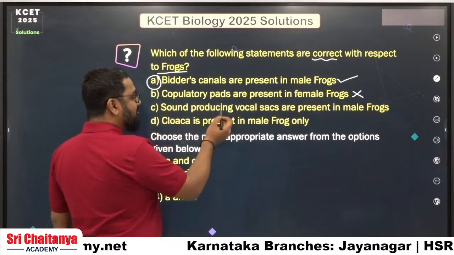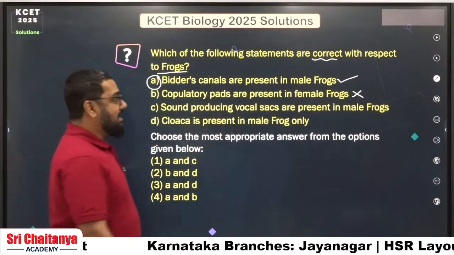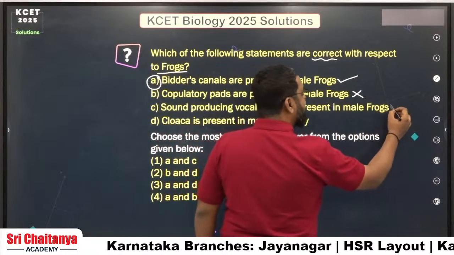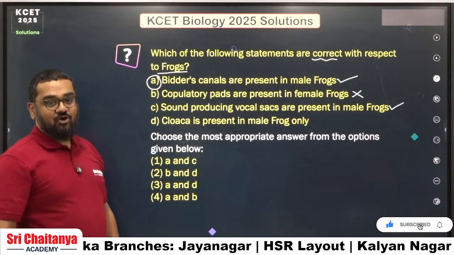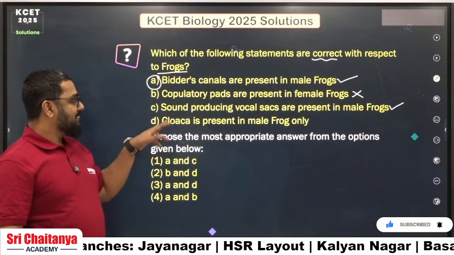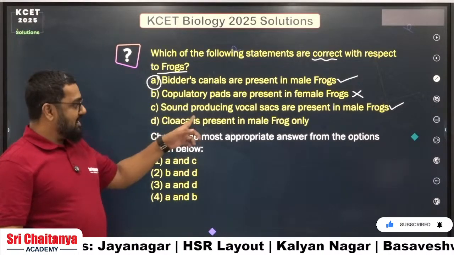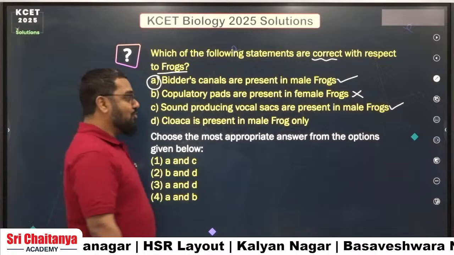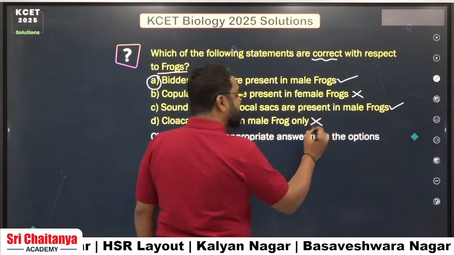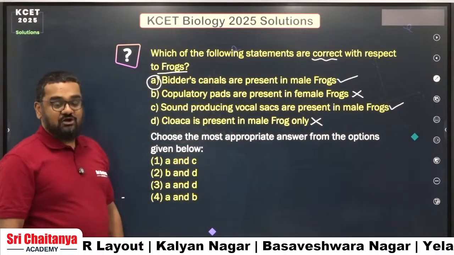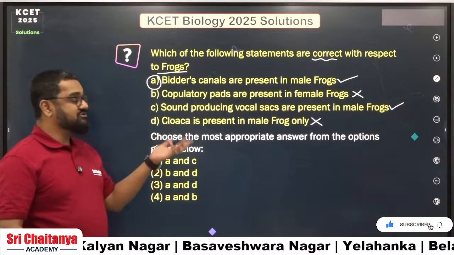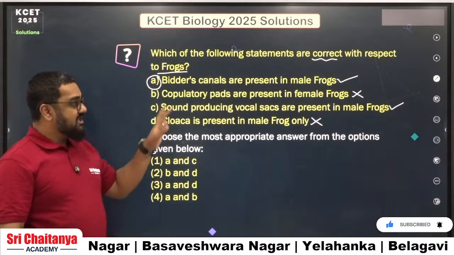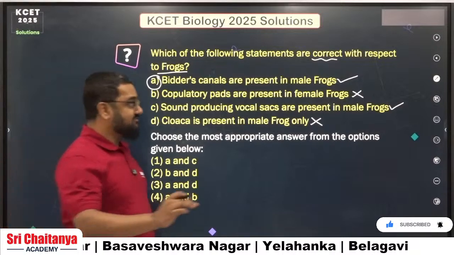Let us move on. Sound producing vocal sacs are present in case of male frogs. This is also true, which will help them in croaking, which is a mating call in case of male frogs. Last but not least, cloaca is present in male frog only. Incorrect. Cloaca is a common structure which has the openings for alimentary canal, excretory system, as well as the reproductive system, which is present in both males as well as female frogs.